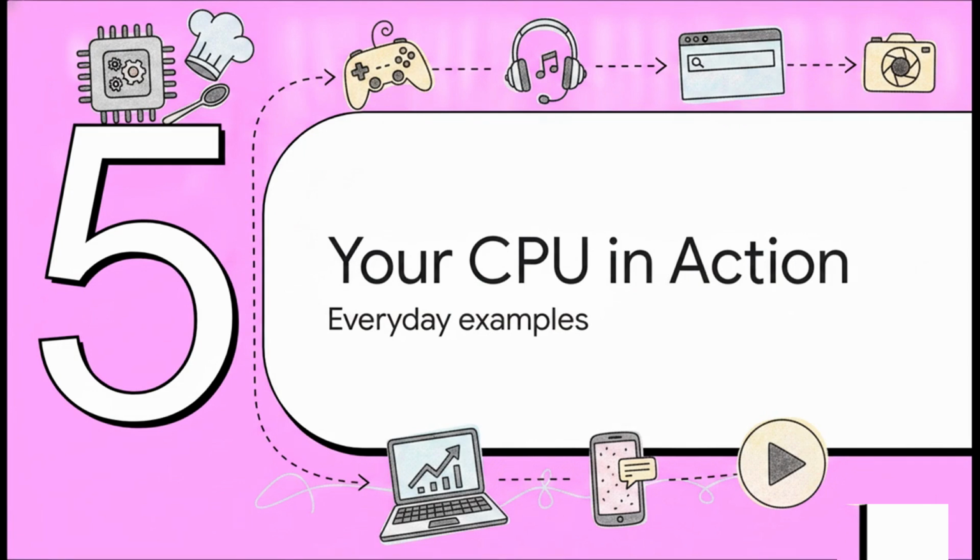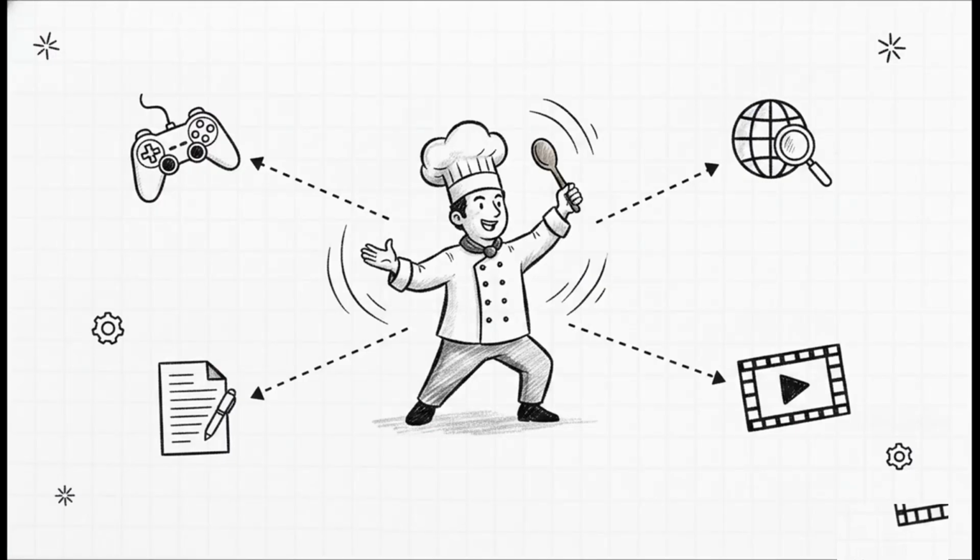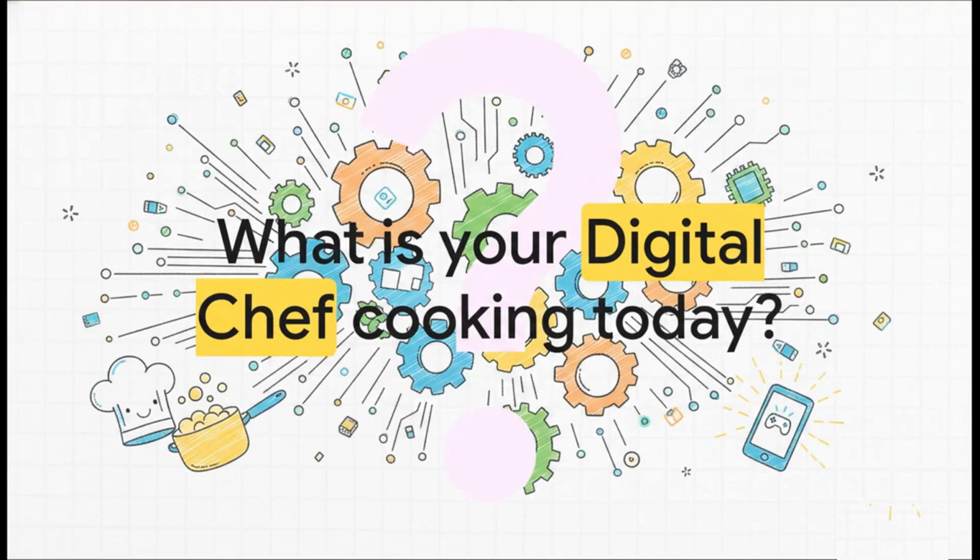Let's pull back from the microscopic details and look at the actual meals being served. Every single application you use relies entirely on this workflow. Whether your chef is coordinating complex rendering logic with your graphics card for a heavy AAA game, responding instantly to your keystrokes in Microsoft Word, or swiftly decoding a 4K video file, every single thing you do relies on this invisible, lightning-fast culinary process. So the next time an app opens instantly, take a second to appreciate the billions of tiny operations happening right now in your device's kitchen.